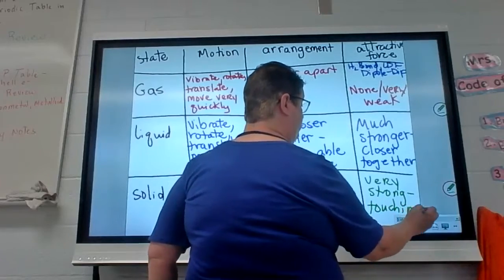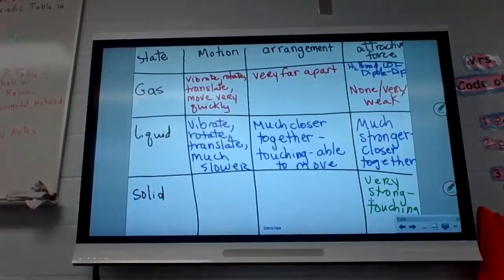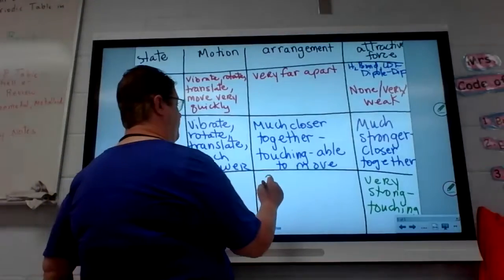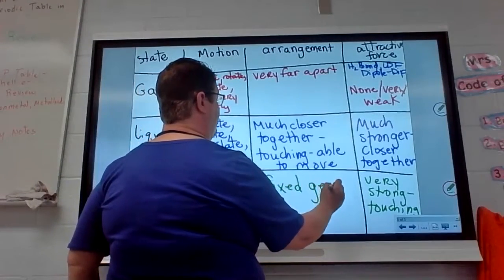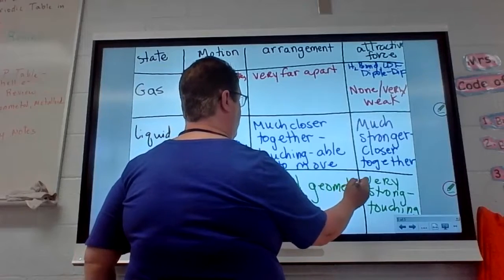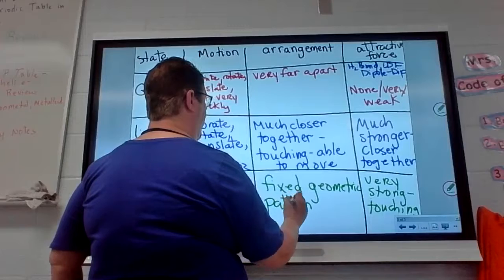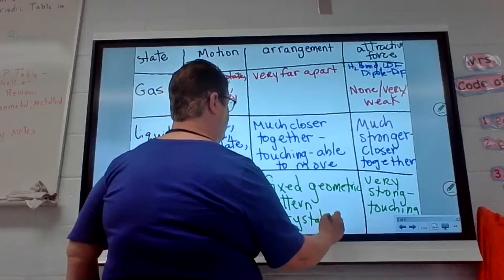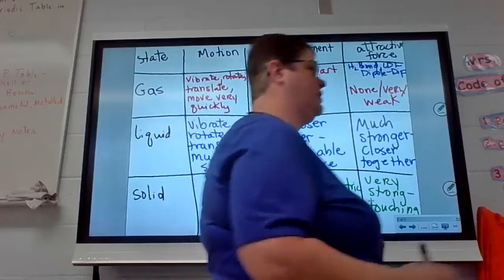All right, what can you tell me about their arrangement? They're close. All right, I'm going to give you a new word. They're in a fixed geometric pattern. Now, we talked about this before. I have a crystal lattice.